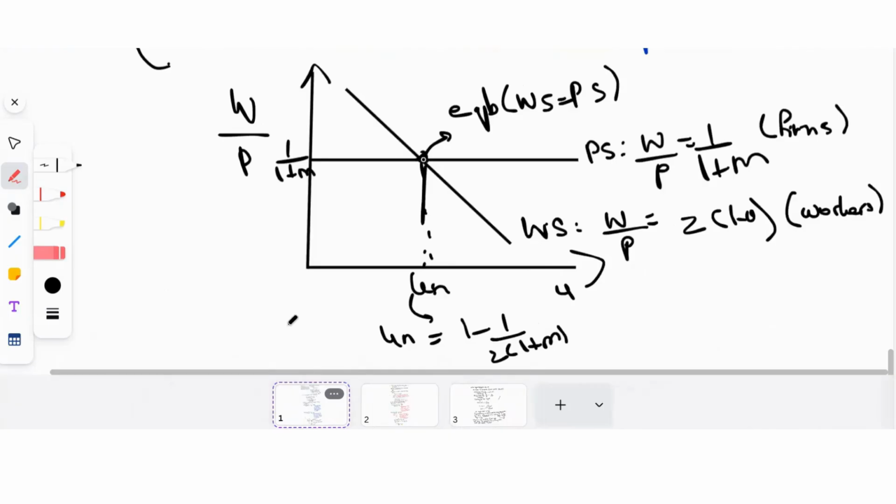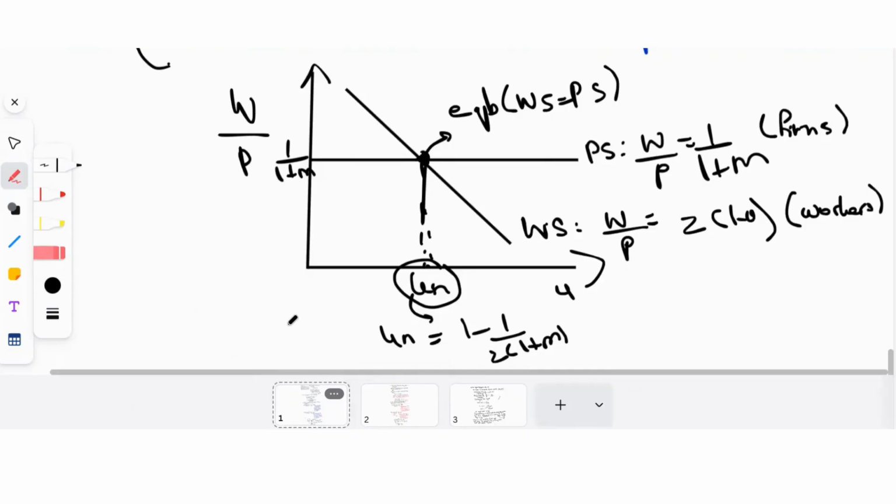So we can see over here, this is the equilibrium where u is equal to un. And we said the equilibrium real wage is simply given by the PS curve. But alternatively, what we could have done is plug this value of un into the WS equation, which would have given us the exact same value for the equilibrium real wage, since this point occurs at the intersection. So this means that point satisfies both of the equations.